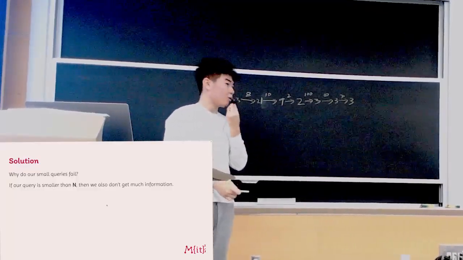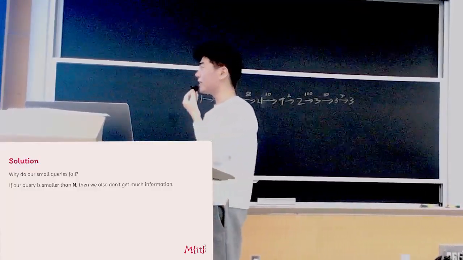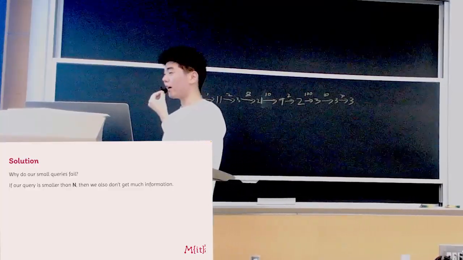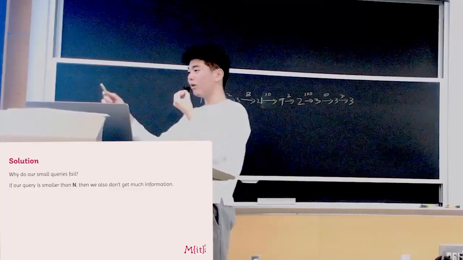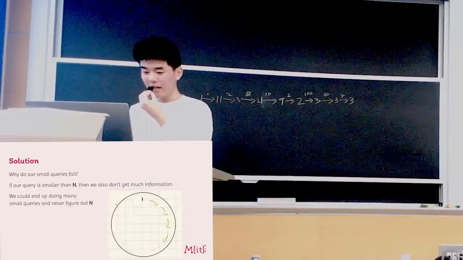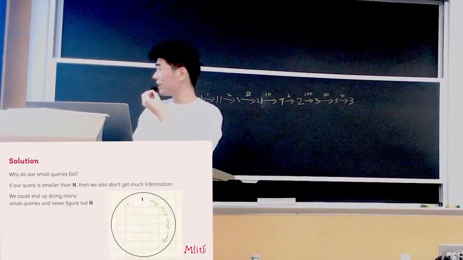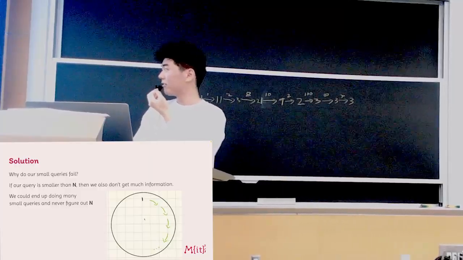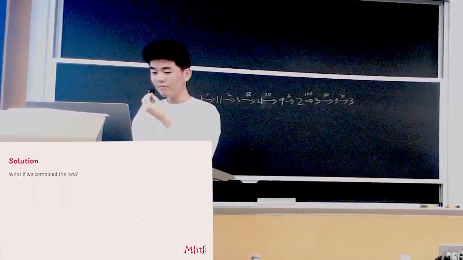Now, why do our small queries fail? Why can't we just walk all the way around the circle? Well, we just don't have enough queries to do that. If I just walk 1 every time, I can't walk a million times without exceeding my query limit. So in this example here, we just keep walking and we never figure out what n is. So what if we combine the two?